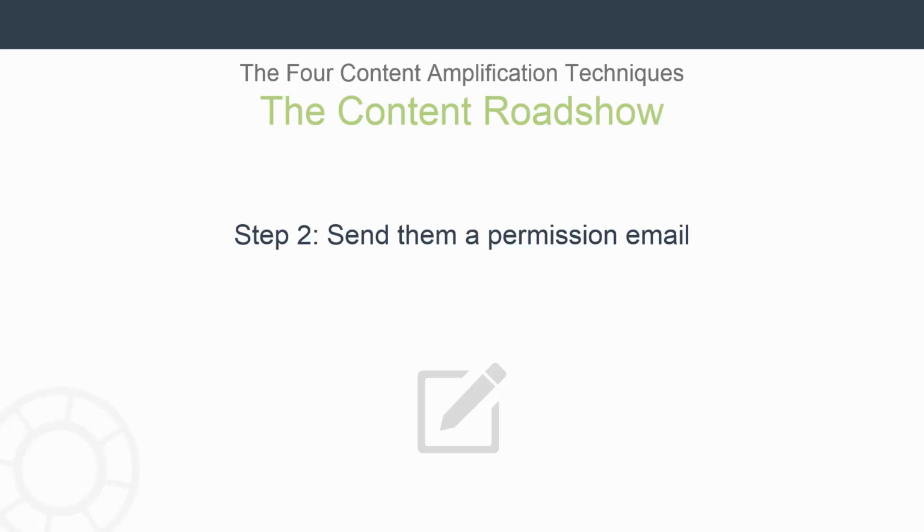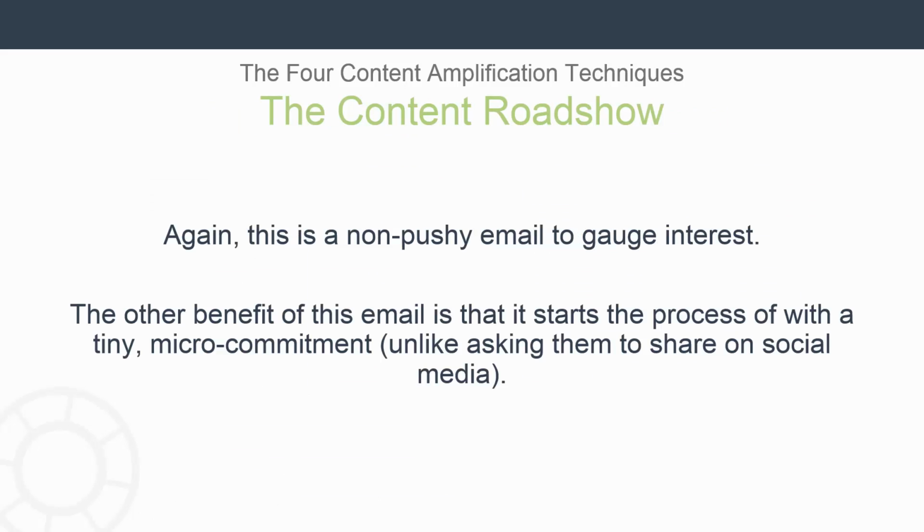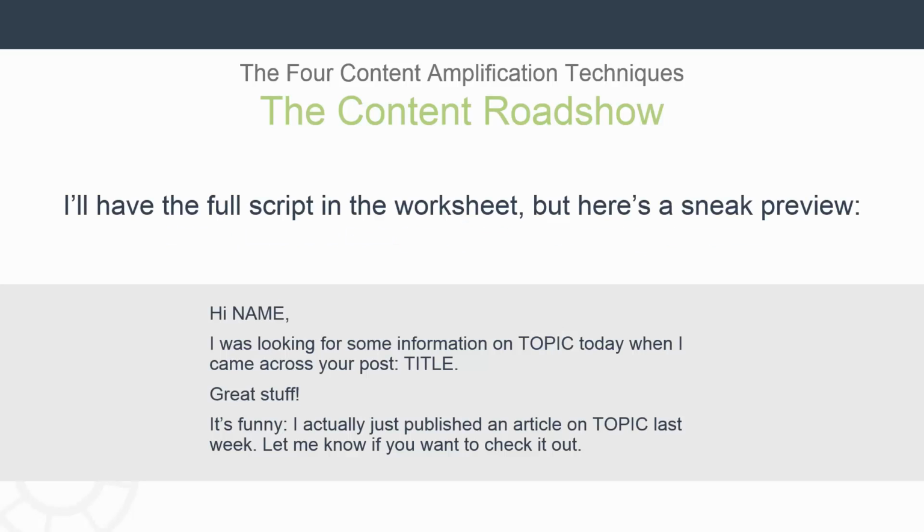So step number 2 is to send them a permission email. Again, just like with every strategy, this is a non-pushy email just to see if they're interested. And the other benefit of any sort of permission email that I didn't mention is that it starts the process off with a tiny micro commitment. So their tiny micro commitment is just saying, yes, I'd like to see it. It's unlike asking them to share on social media in the first email, which is very off-putting.